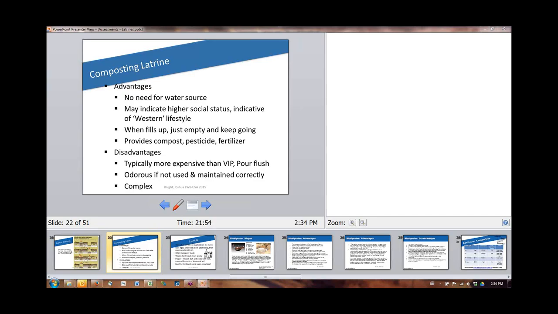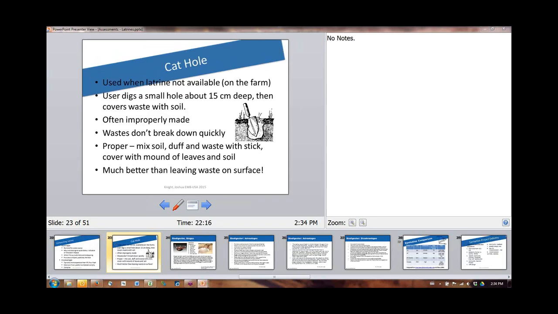The bad part is they can be very expensive and they can be odorous if they're not used correctly. And it's very difficult to get communities to use these correctly. It takes a lot of education and they're very complex. So this is something we usually encourage chapters to shy away from unless they're really willing to educate their community thoroughly on this.